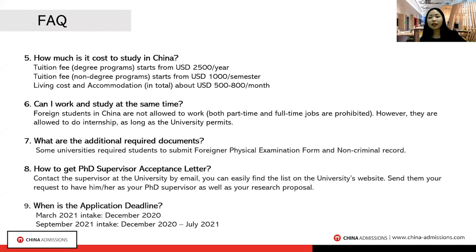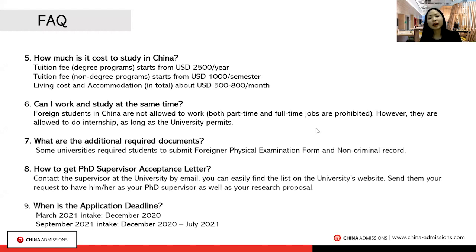You can easily find the list of the professors on the Wuhan University's website, or we can help to provide one for you. And you need to send them the request to ask them to become your PhD supervisor, and alongside, you need to also send them your research proposal so they know what to expect when becoming your PhD supervisor, and they know which research you are going to conduct moving forward.